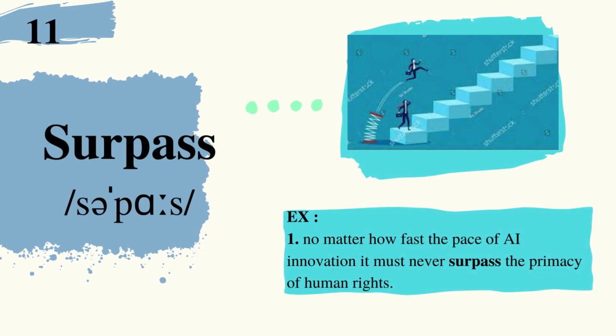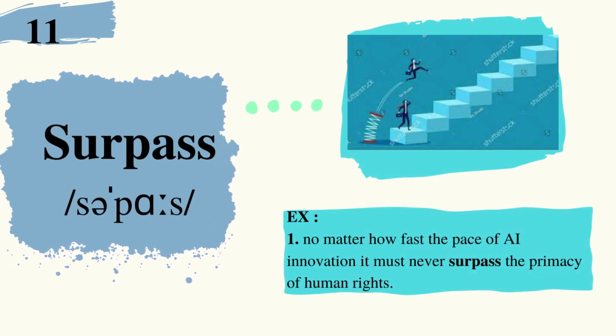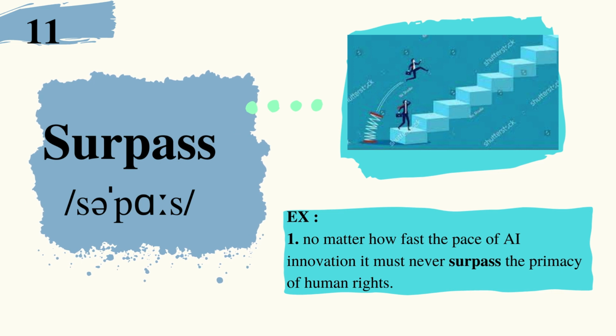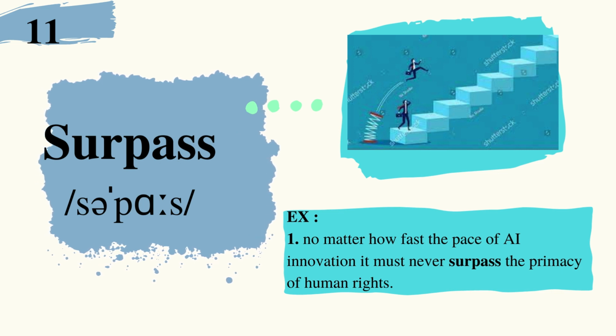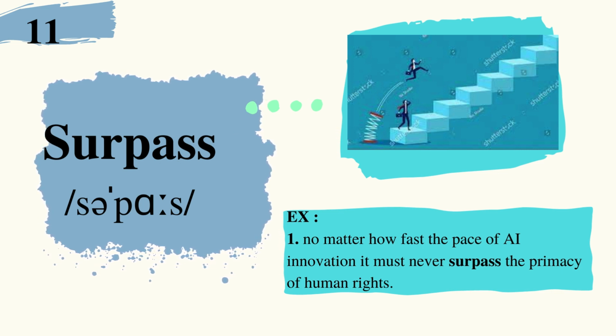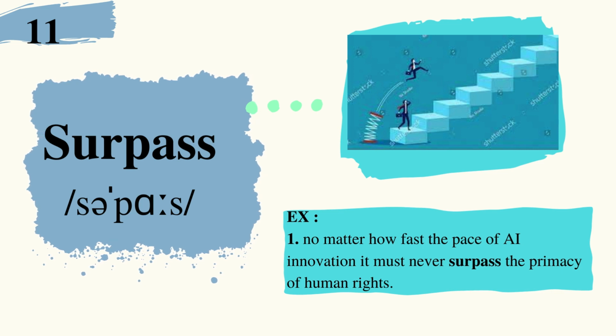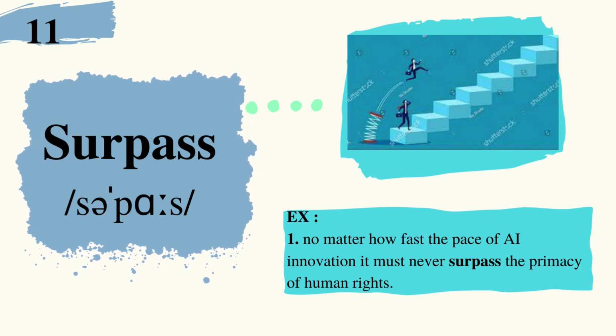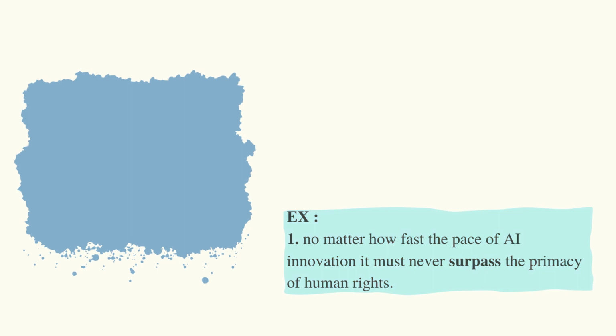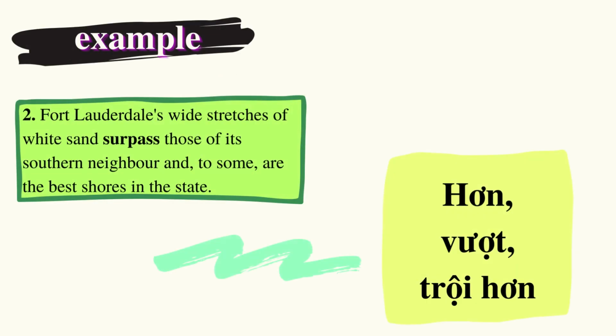11. Surpass. Surpass. Example. No matter how fast the pace of AI innovation, it must never surpass the primacy of human rights. Fort Lauderdale's wide stretches of white sand surpass those of its southern neighbor and, to some, are the best shores in the state.